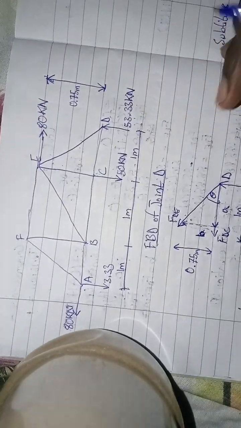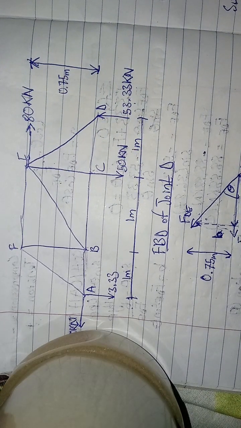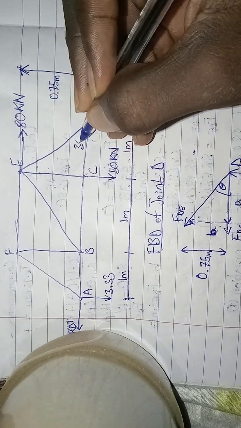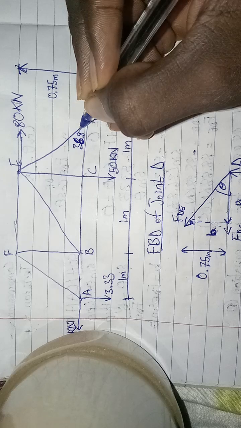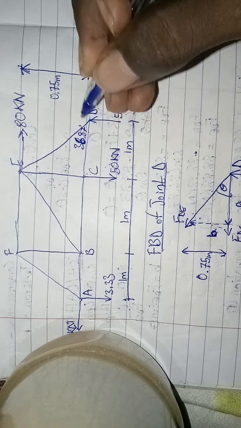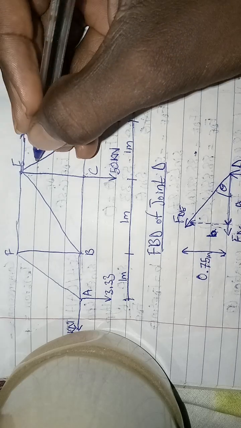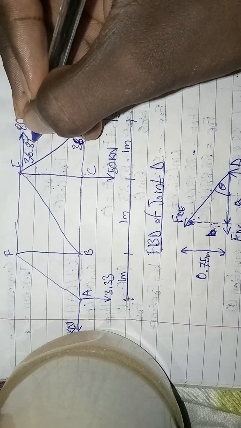Okay. So from here we can take another joint. So let's take joint E. So here the angle is 36.87. This angle is an alternate angle, alternate to this one, so we are going to get the same as here, 36.87.